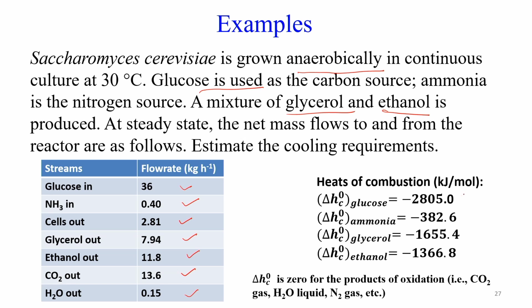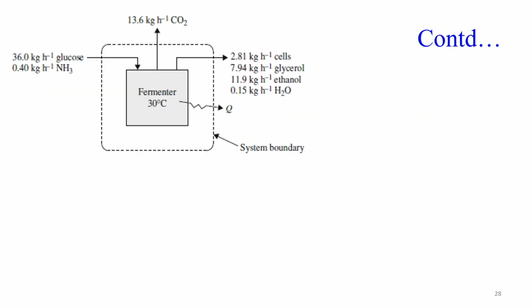In addition, the heat of combustion is given to us for glucose, ammonia, glycerol and ethanol. As we know, this heat of combustion is 0 for carbon dioxide, water and nitrogen gas. Here the heat of combustion is given in terms of kilojoule per mole, and the same can also be converted to kilojoule per kg by dividing by the molecular weight of the given compound: glucose, ammonia, glycerol and ethanol. So, first let us draw this flow diagram.